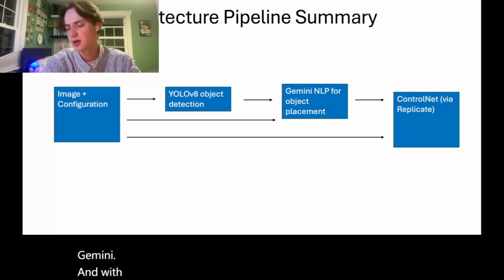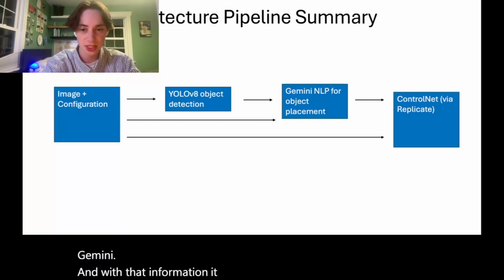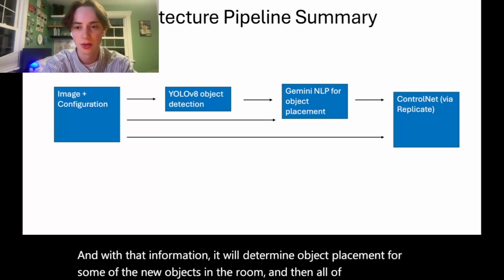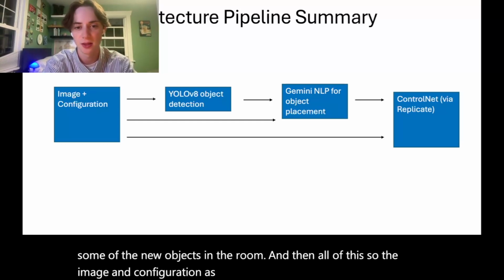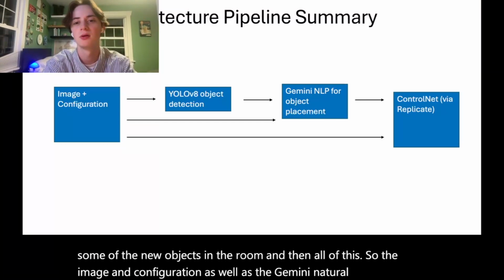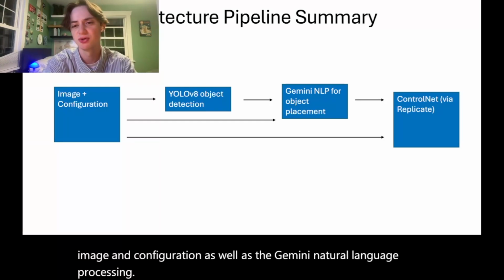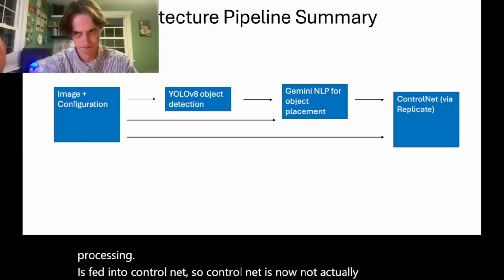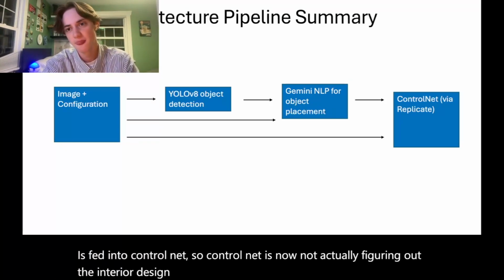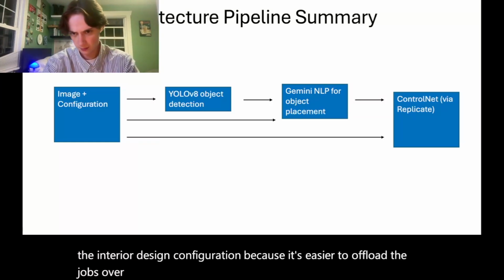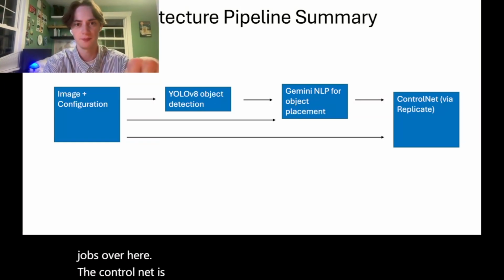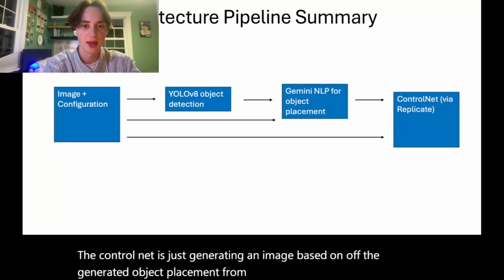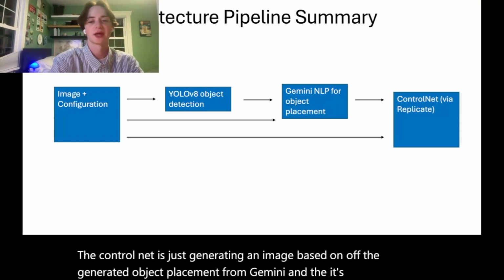And with that information, it will determine object placement for some of the new objects in the room. And then all of this, so the image and configuration, as well as the Gemini natural language processing, is fed into ControlNet. So ControlNet is now not actually figuring out the interior design configuration because it's easier to offload the jobs over here. But ControlNet is just generating an image based off the generated object placement from Gemini and its understanding of the objects in the room and the configuration provided by the user.